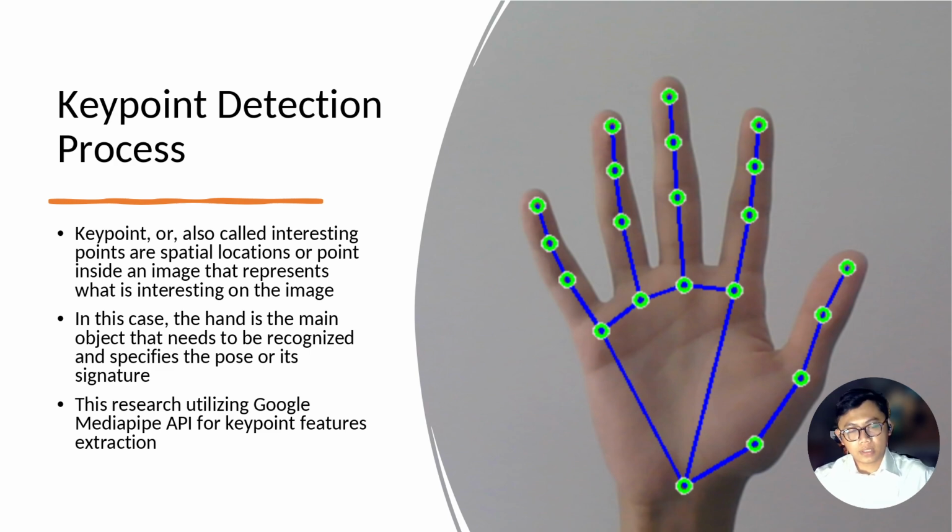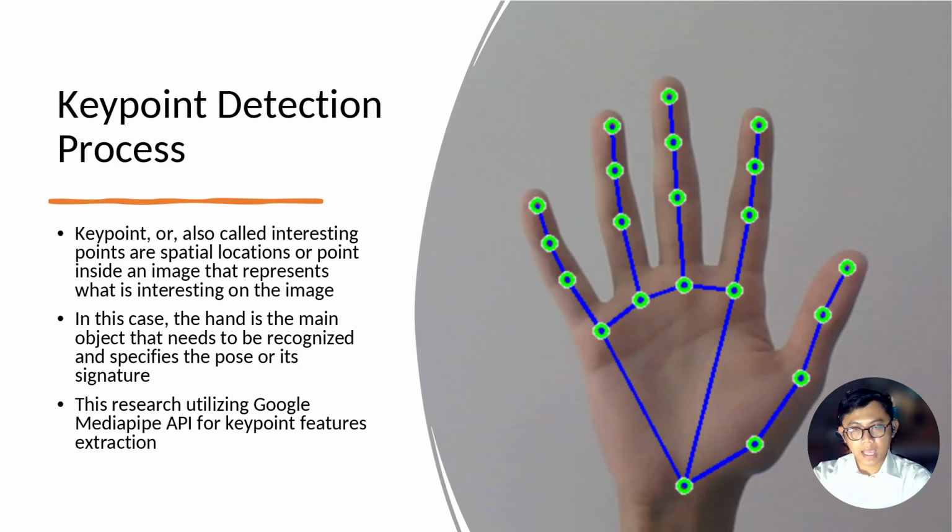So what is the key point detection process? Key points, also called interesting points, are special locations or points inside an image that represent what is interesting in the image. In the image, we can see that our hand has several key points, and each of them is mapped to produce coordinate numbers: the x coordinate, y coordinate, and z coordinate. We have three coordinate numbers. In this case, the hand is the main object that needs to be recognized and specifies the pose or its signature. That's why we use the hand key point detection process.